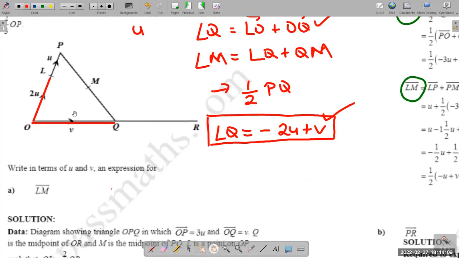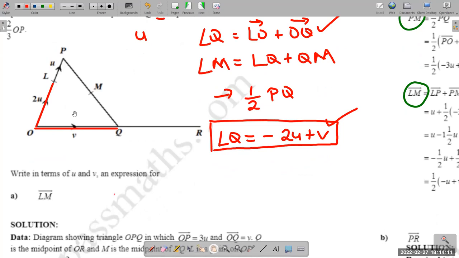What is the next part that we need? We need to figure out how to get MQ. But MQ is half of PQ. Do we have PQ? No, we do not. So guess what we need to find? We need to find PQ first. And then when you find PQ, what are you going to do after you find PQ? Half it.